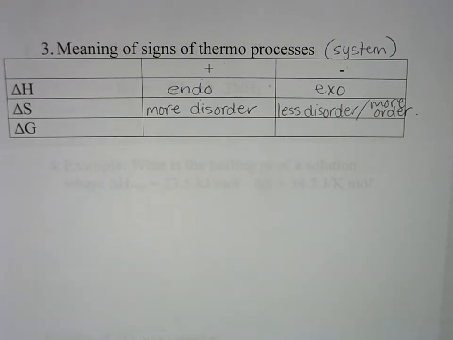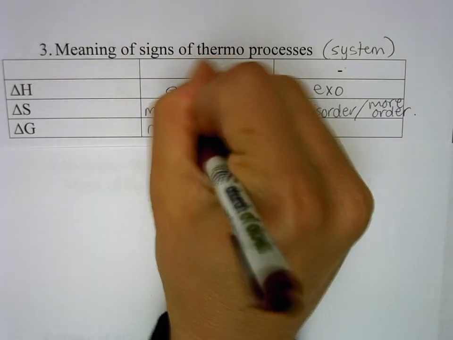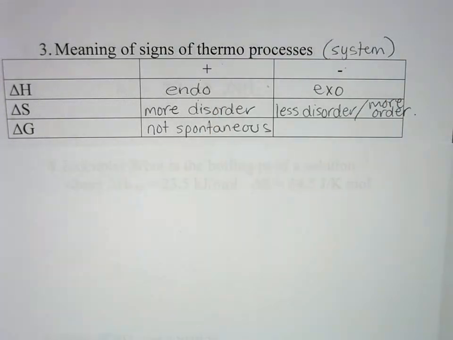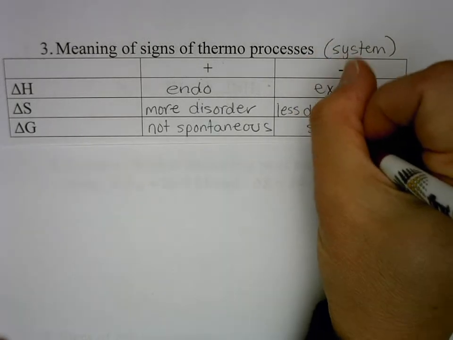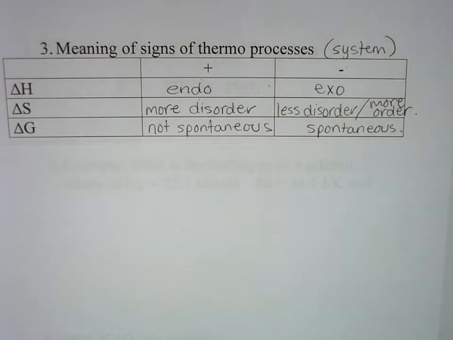And then delta G, if delta G is positive, that means it's not spontaneous. It means basically that you need to add in some kind of extra energy in order to make the reaction happen. If the answer is negative, then it is a spontaneous process or reaction that has enough energy to happen on its own.